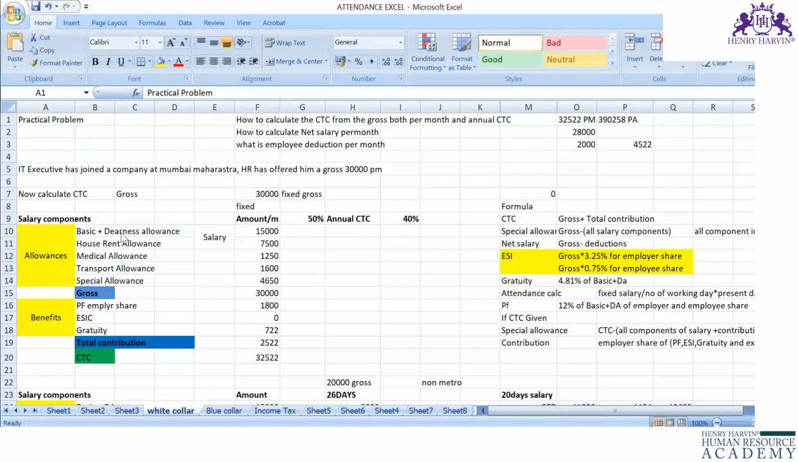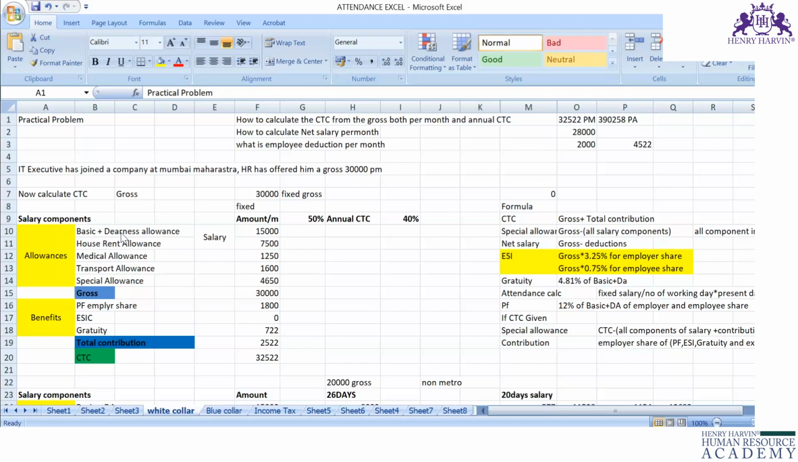DA allowance is the allowance given to the employee by the employer for their work. Basic salary is the remuneration earned by the employee. DA allowance is something given by the employer to the employee. Understood what the difference is? Basic salary is something the employee is earning out of their work. DA allowance is something the employer is giving for the employee's work.